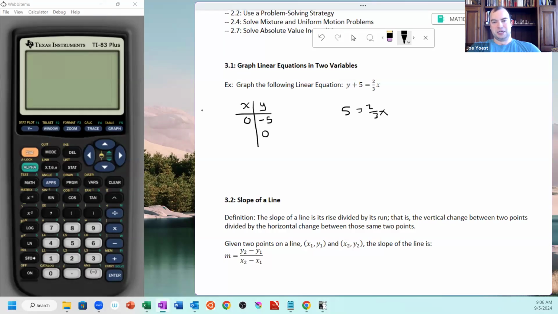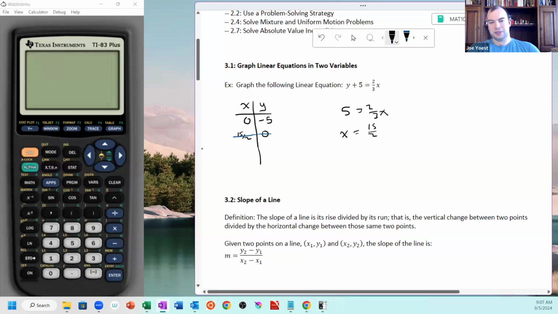Or I multiply both sides by 3/2, I get x equals 15/2. No, I mean, that's a perfectly fine point on the line. There's nothing inherently wrong with that point, but it's maybe going to be a little bit annoying to graph. Maybe I would rather choose not to use that one. That's fine. I'll just find two other points.